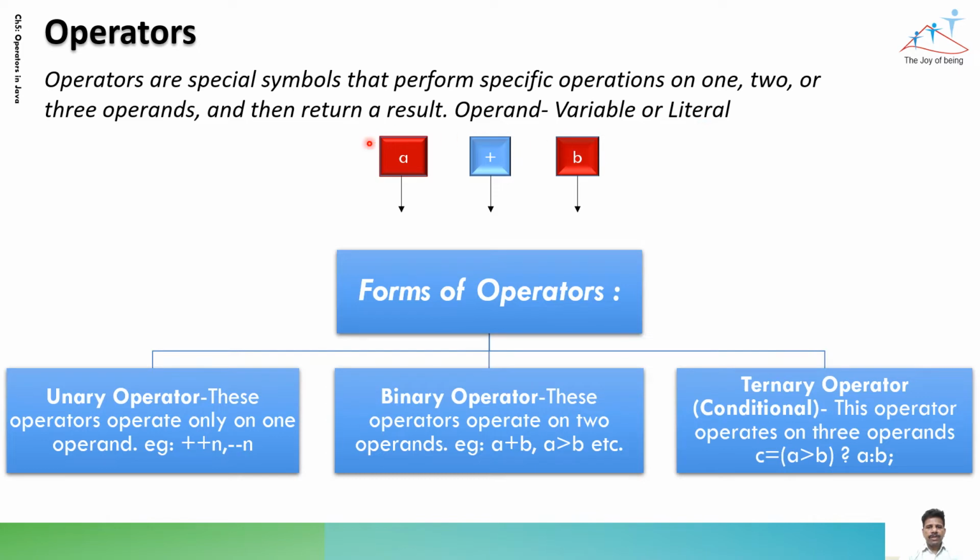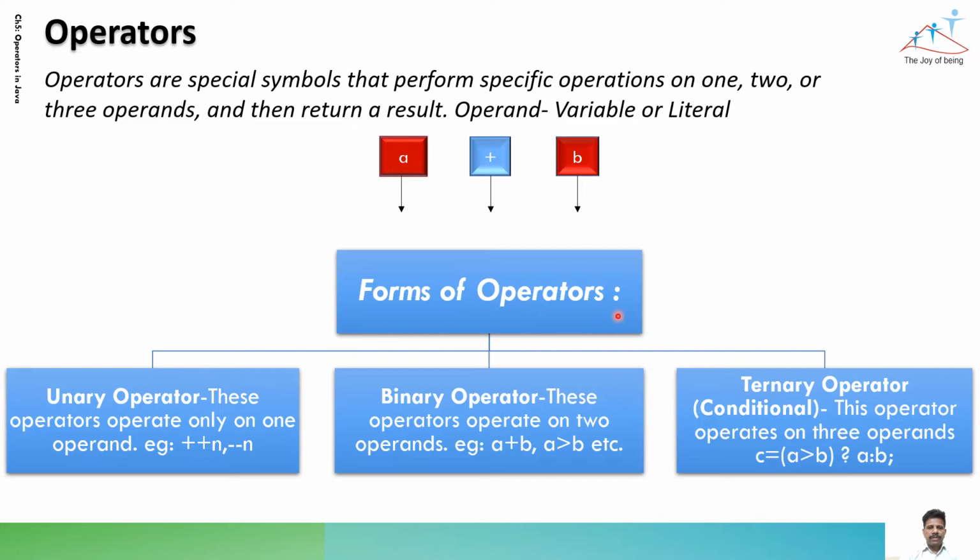If we take the example a plus b, this is an expression in which we have an operator as well as operands. Here a and b both are variables, that is operands, and plus is an operator which is a symbol. Now we'll see the forms of operators.